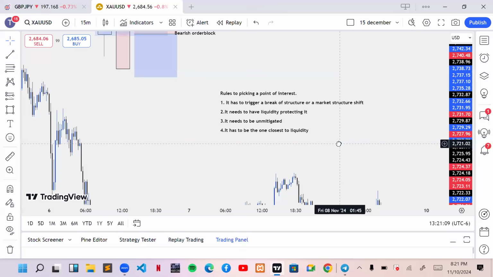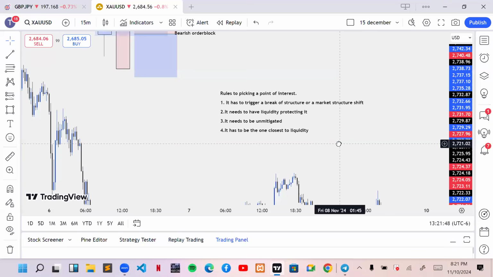So in the first class, I introduced market structure. I talked about market structure shifts and break of structure, where market structure shift is for taking reversals in the market, and break of structure is for taking continuations in the market. Whenever a market structure shift occurs, it's an indication that the current trend is about to end and a new one is about to begin in the opposite direction. Meanwhile, a break of structure is just for a key level to be broken in price, and then the market will continue in that same direction it was trending in before.